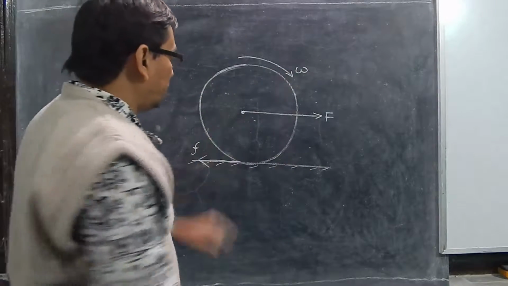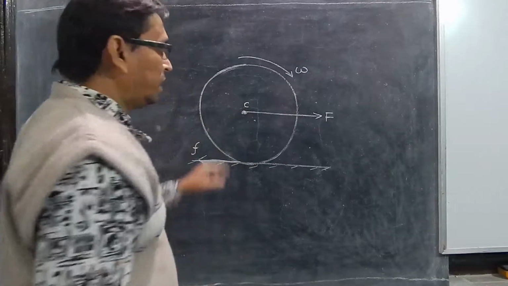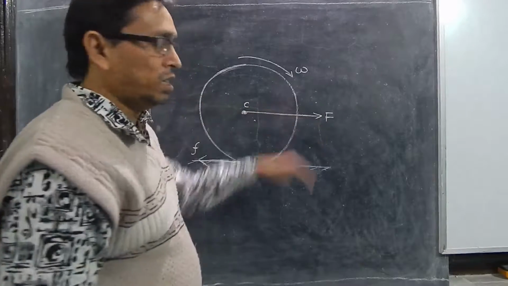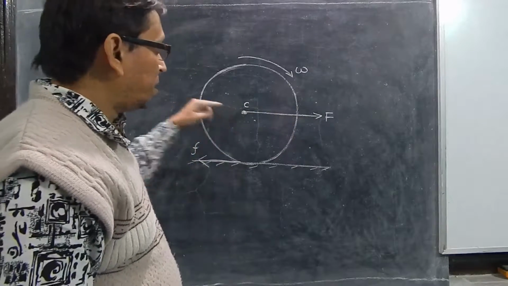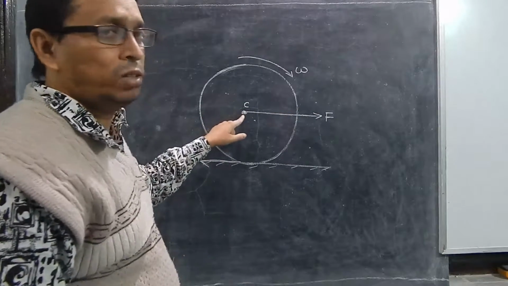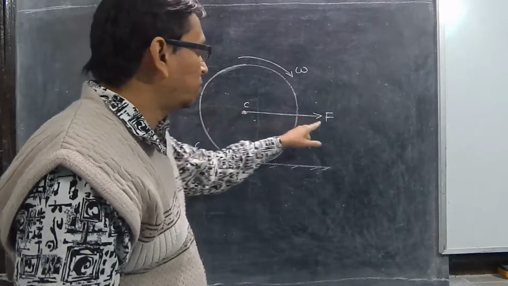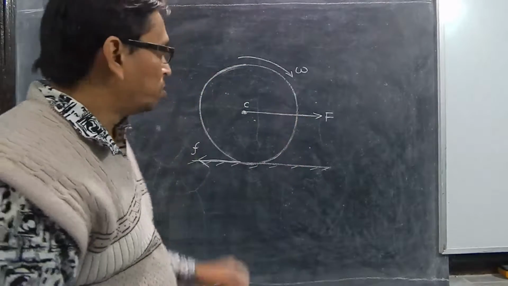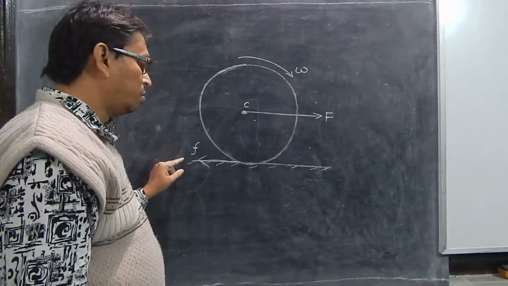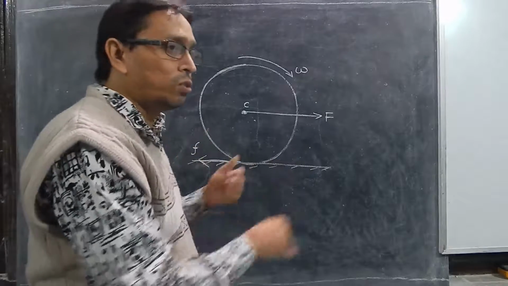Now from this point, from the center, the body is not getting any torque because you are applying the force from the center. It is passing through the axis. So there is no perpendicular distance of this force from the center. So that's why this force cannot give any torque. So the only torque-giving force here is the frictional force, which must be working in the backward side, otherwise the body cannot roll.